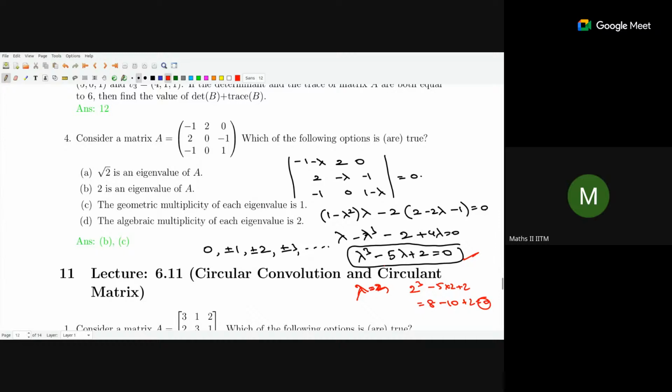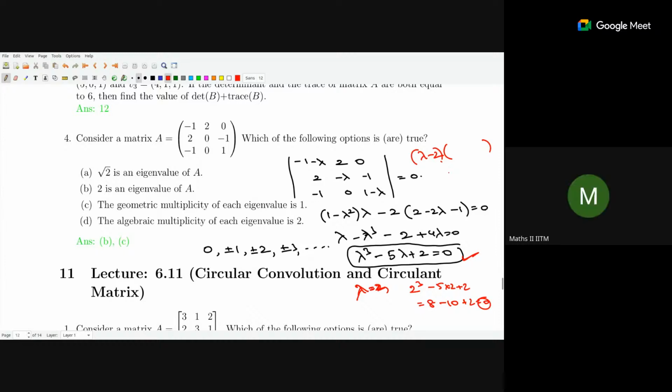One value of lambda is 2, which also implies that when you treat this as a polynomial, lambda equals 2 is nothing but the root of this polynomial. If that is a root, then lambda minus 2 is a factor of this polynomial. Then you factorize it. Then you will get a quadratic equation. You know how to solve a quadratic equation, right?